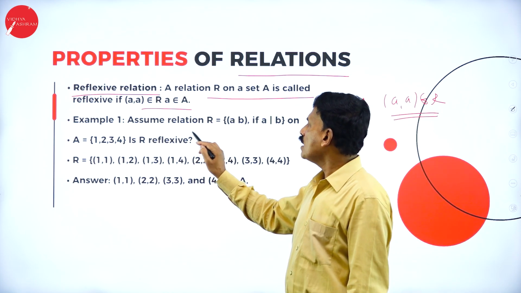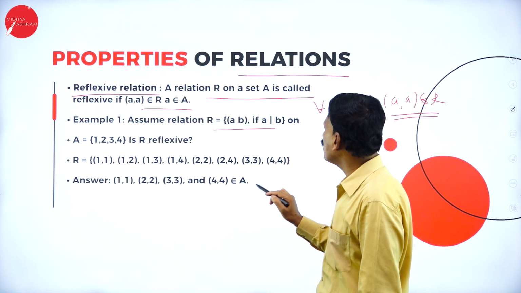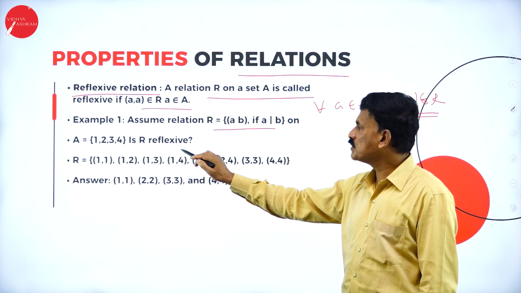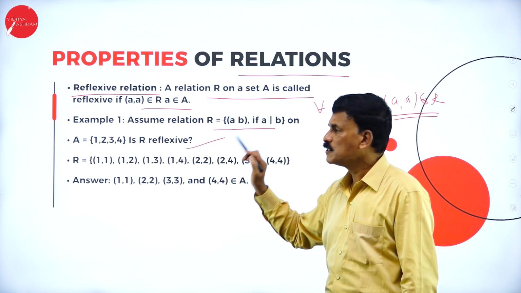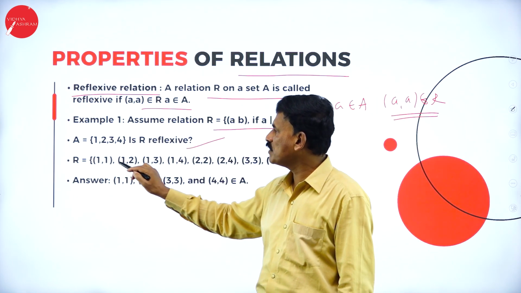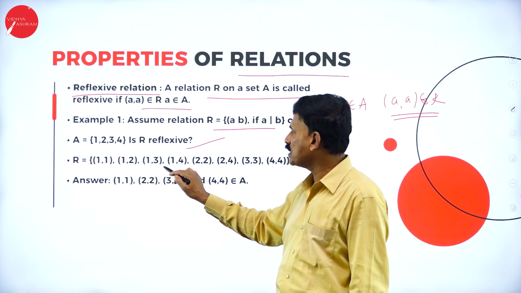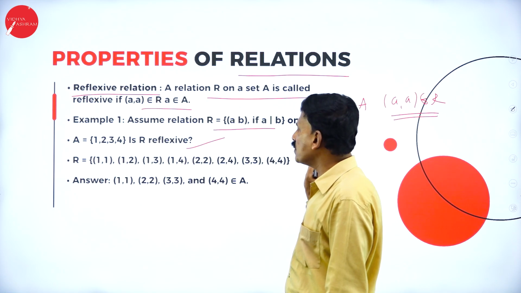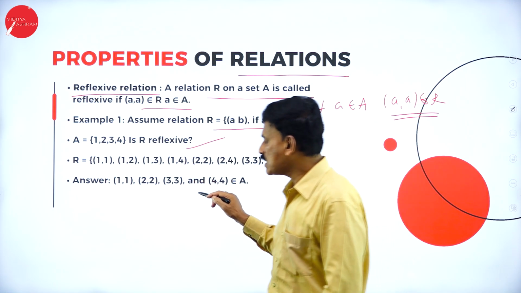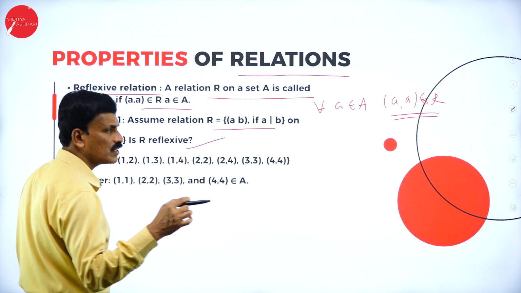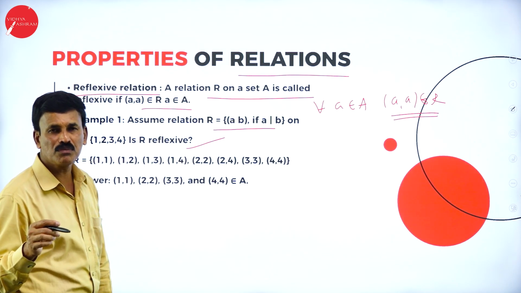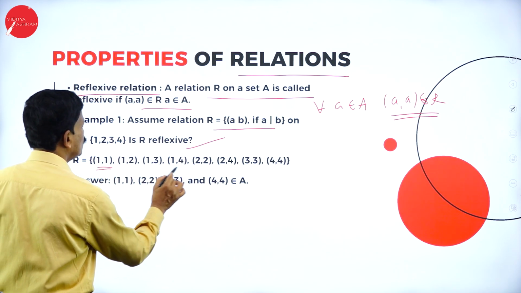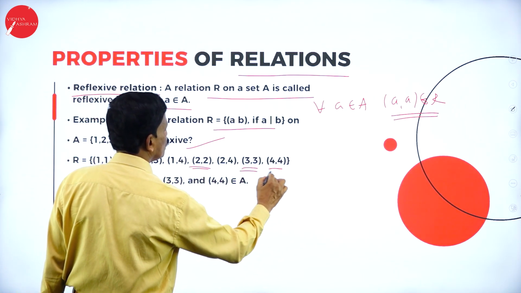Now, for example, assume a relation R equal to (a, b) if a divides b on {1, 2, 3, 4}. Is it reflexive or not? If a divides b: 1 divides 1, 1 divides 2, 1 divides 3, 1 divides 4, 2 divides 2, 2 divides 4, 3 divides 3, 4 divides 4. From this, can we say whether this relation is reflexive or not? Check whether (1, 1), (2, 2), (3, 3) and (4, 4) belong to the relation R.